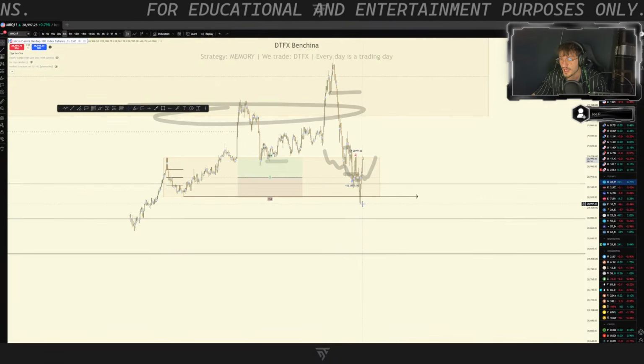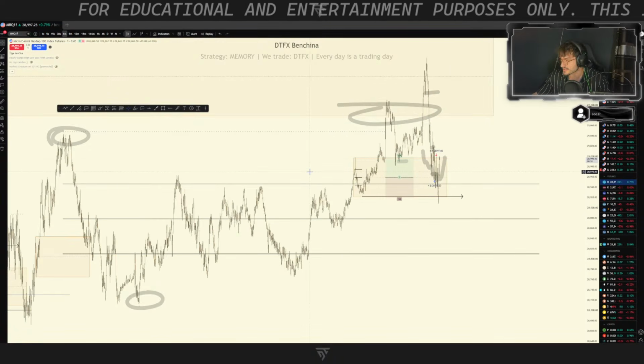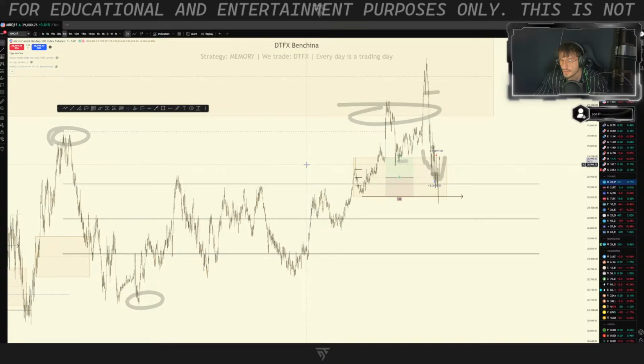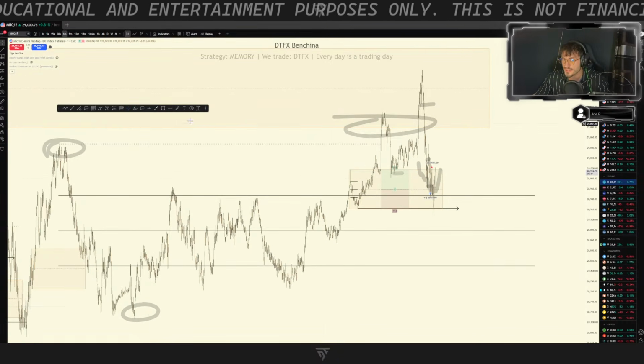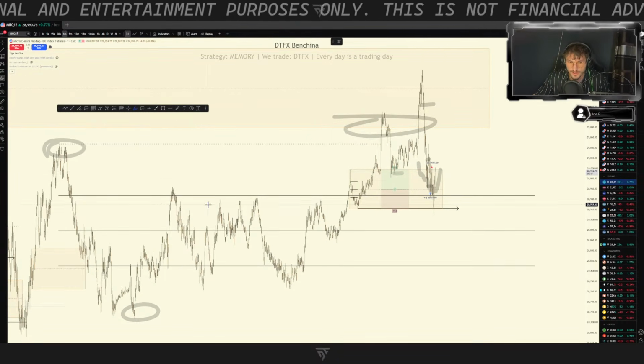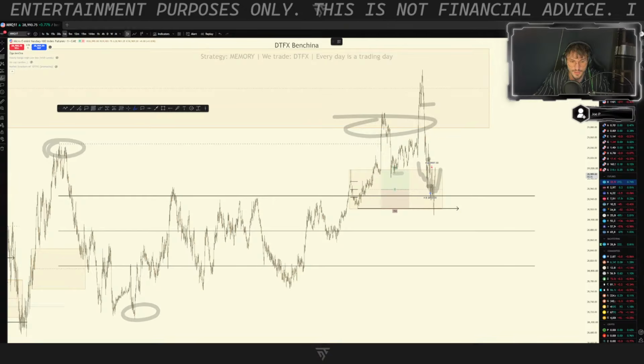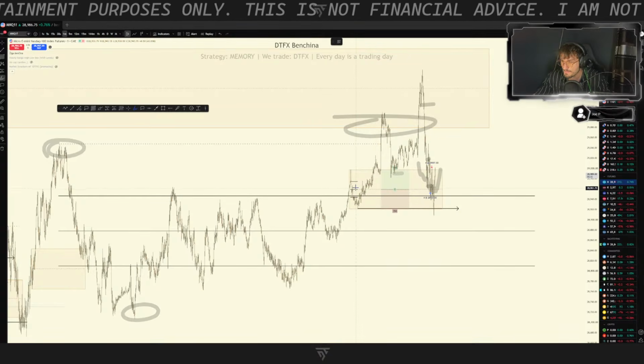But I just want you guys to match the zones to the time frame, because that's what I'm constantly doing when I'm doing these TDAs. I'm constantly going over and matching the zones.